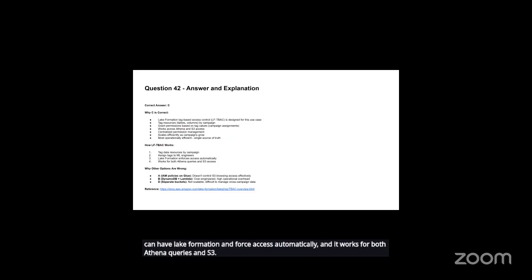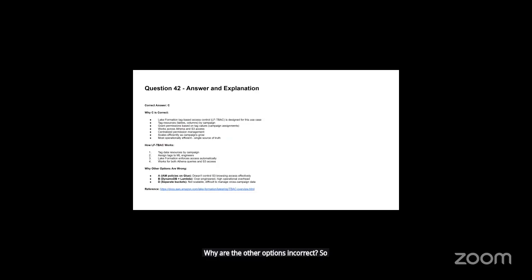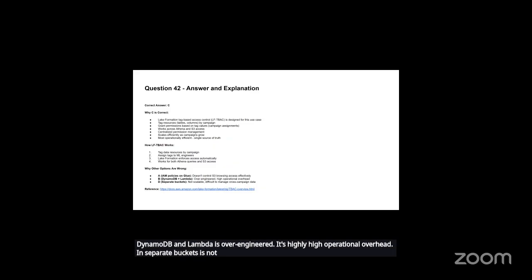Why are the other options incorrect? IAM policies on Glue do not control S3 browsing access effectively. DynamoDB and Lambda is over-engineered. It's high operational overhead. And separate buckets is not scalable. It's difficult to manage cross-campaign data.